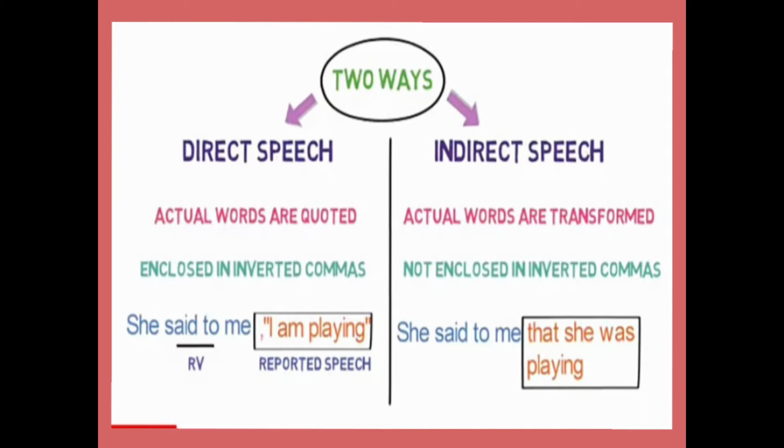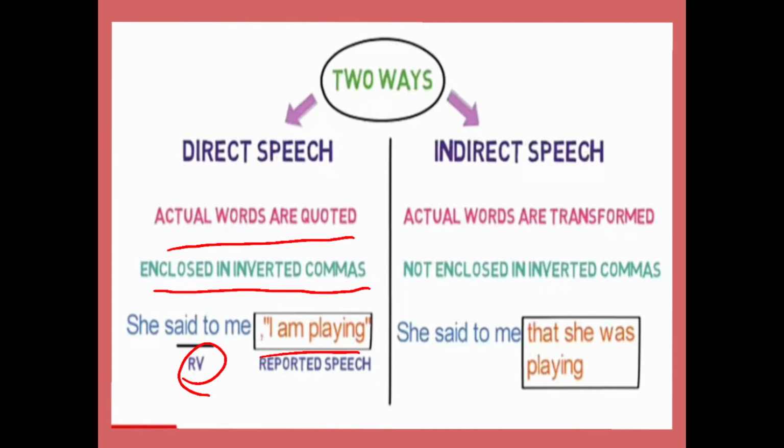What is direct speech? The actual words of the speaker are quoted, and the actual words are enclosed or written in inverted commas. See here, these are the actual words. This is direct speech. She said to me, "I am playing." So, said to is the reporting verb. What is indirect speech?